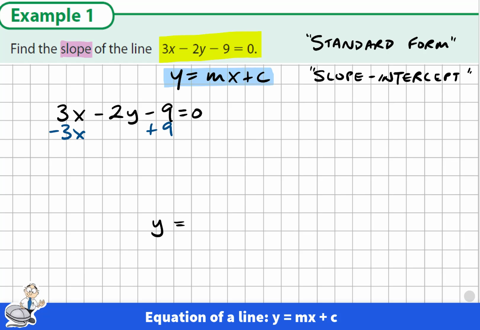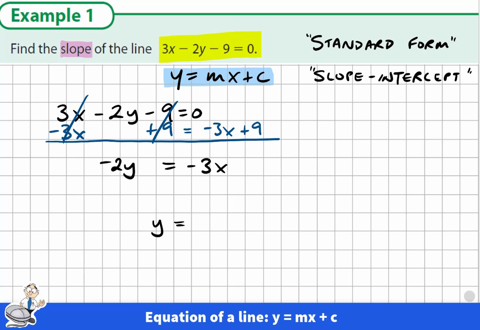Now maybe you can do this without writing it out like this. I do it to the other side of the equation as well. I take away 3x and I add 9. When I do this, I'm left with negative 2y is equal to negative 3x plus 9.